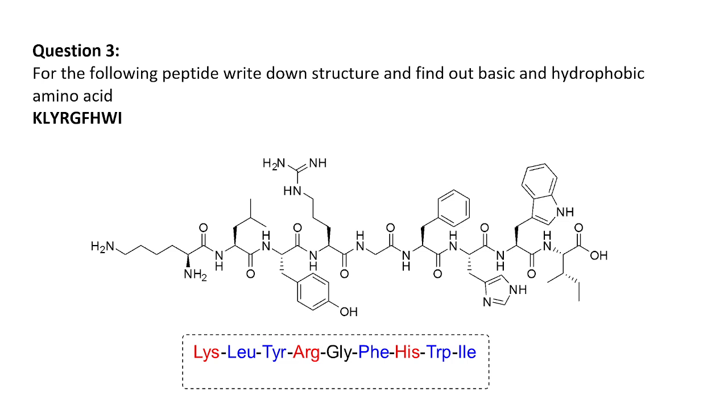KLYRGFHWI. K corresponds to lysine, L to leucine, Y to tyrosine, R for arginine, G for glycine, F for phenylalanine, H for histidine, W for tryptophan, I for isoleucine. So draw the structure. You can see it on your screen and draw the structure. Then we can move ahead to the next part of the question.